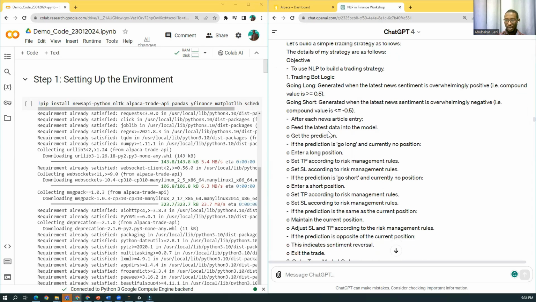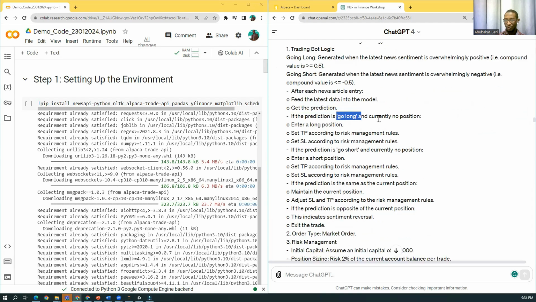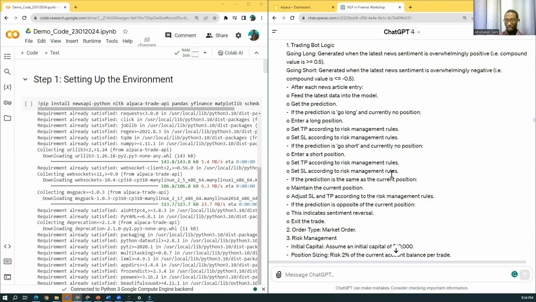And after each news, I will feed it into the model so that it sees the news and comes up with a prediction. If the prediction is telling us to go long and we are holding no position, so it is telling us to buy Apple stock and we are not currently holding any Apple stock, then we buy. We are going to enter the position and we will set our TP and stop loss accordingly. If the prediction is to go short, meaning that the sentiment is negative, and we are not holding any short position for that stock, we will enter the short position. We will set our TP and stop loss accordingly.